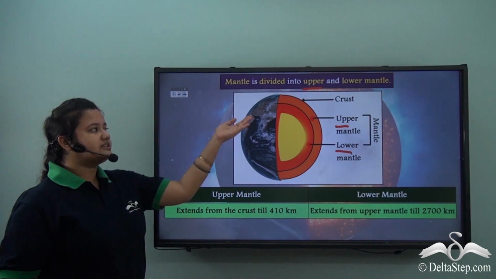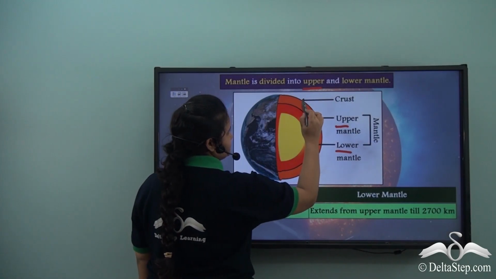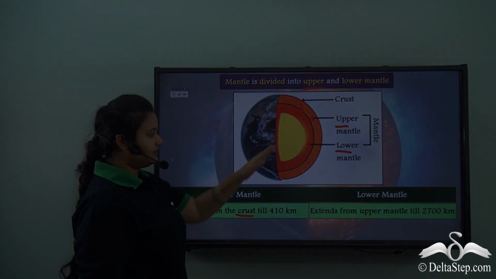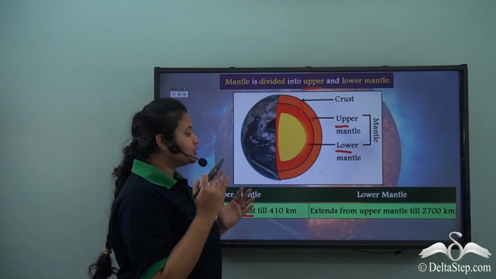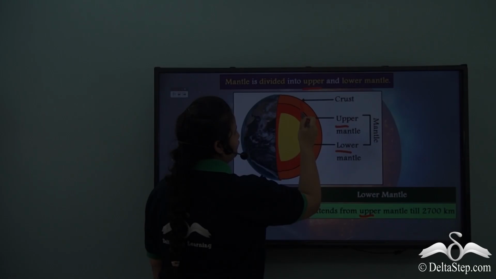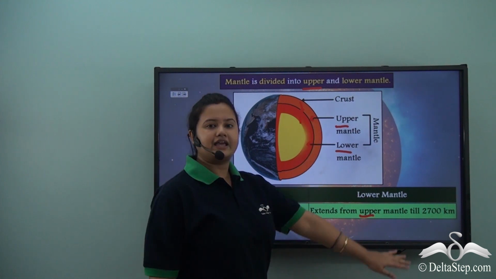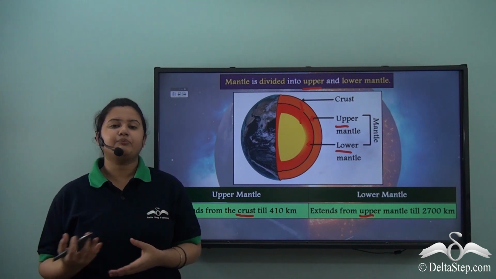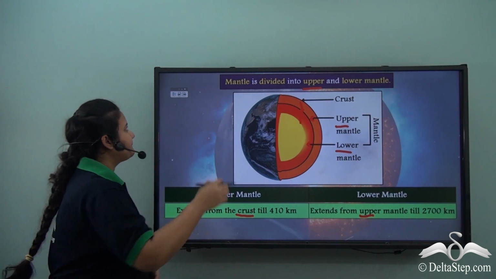Well, as you can see from the picture, upper mantle extends from crust till here, and here the depth is 410 kilometer. Now lower mantle lies below upper mantle. So lower mantle extends from upper mantle till 2700 kilometer. Now let's learn about the second point of difference between upper mantle and lower mantle.